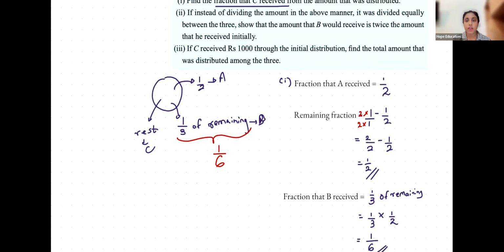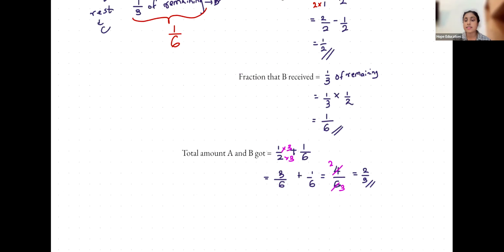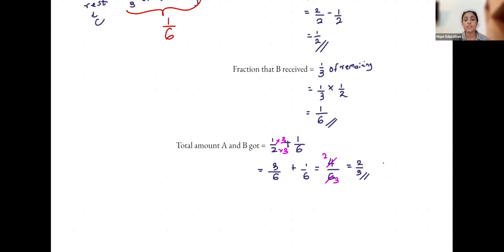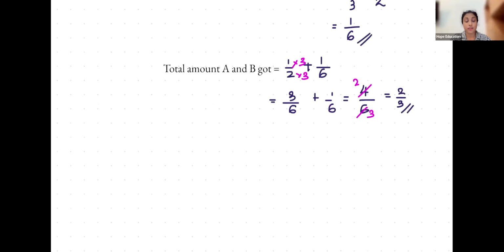Okay. So, A got half, B got 1/6. We found that the total is 2/3. And now we will find the fraction that C received. So from the total, you have to subtract what A and B got. So total I consider as 1 minus A and B together have received 2/3. So I subtract that. But here we can't subtract directly. I have to make the common denominator.